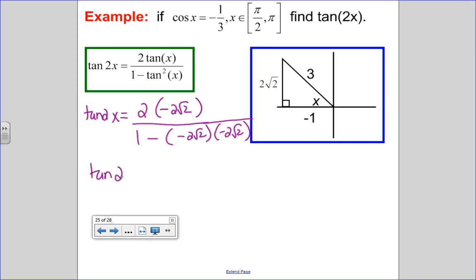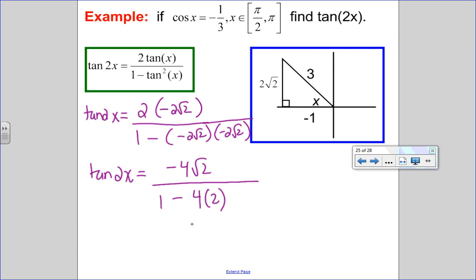So tan of 2x equals 2 times negative 2 root 2 is negative 4 root 2, over 1, and then here I have minus, negative times a negative is a positive. So 2 times 2 is 4. Root 2 times root 2 is 2. So it's really 1 minus 4 times 2. So tan of 2x equals negative 4 root 2 over 1 minus 8 is negative 7. Two negatives make a positive, so really this is 4 root 2 all over 7.